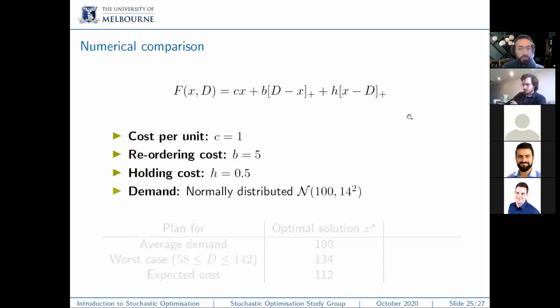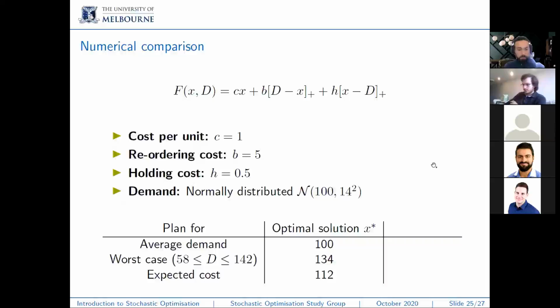For simplicity, we assume the demand is normally distributed with mean 100 and sigma, or standard deviation, 14. Now, I present here the optimal solution for each of the 3 cases I've presented. So we plan for the average demand. This is always going to be 100 no matter what these values are. So I'm always going to buy the average demand. But we'll see that the demand fluctuates a lot, so it's not going to be the best solution.